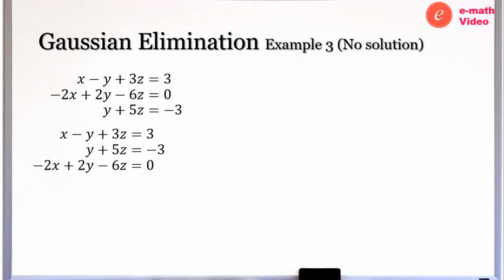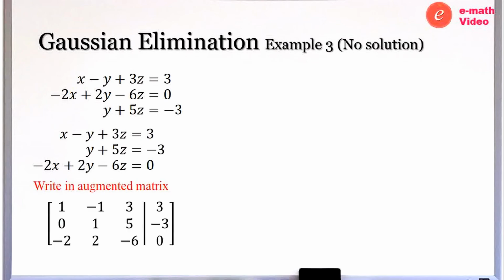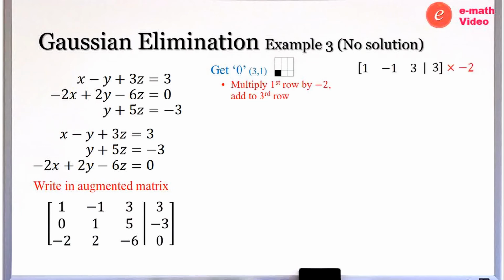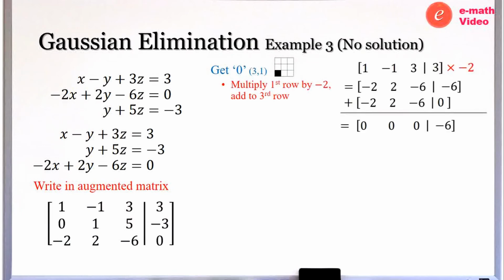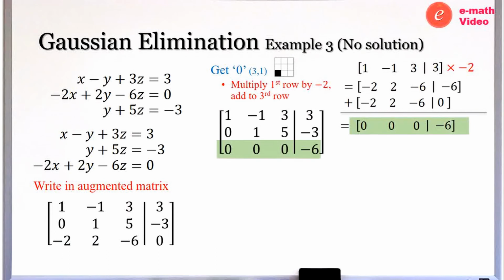Same thing, we arrange in such a way is easiest for us. Write in augmented matrix. Get the first 0 in third row. Write this into the matrix. Nice.